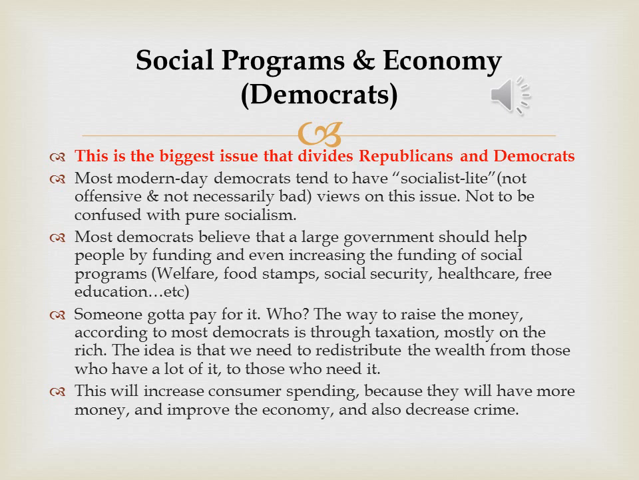So most modern day Democrats tend to have socialist-leaning views. Not to be offensive, I'm not trying to be offensive, and it's not necessarily bad. So it's socialist-leaning views on this issue, and it's not to be confused with pure socialism. Socialist-leaning basically means they want more social programs, so that, you know, the lower class benefits from these programs.